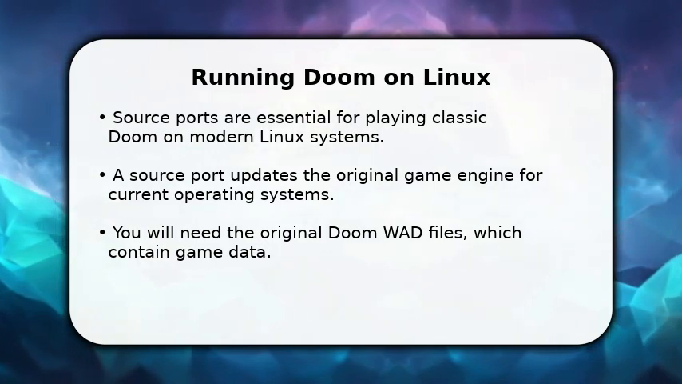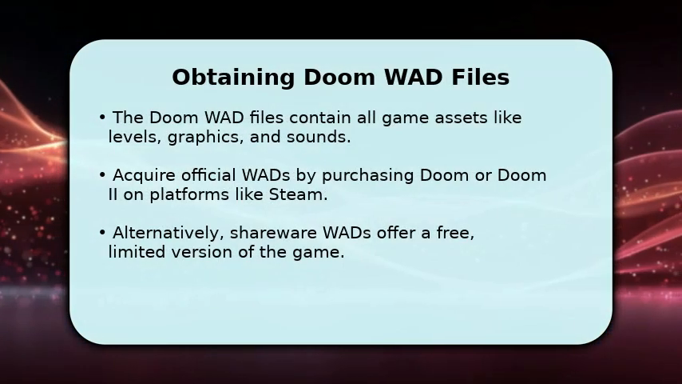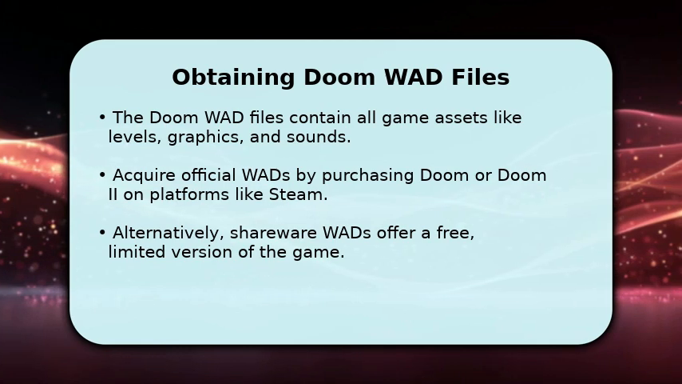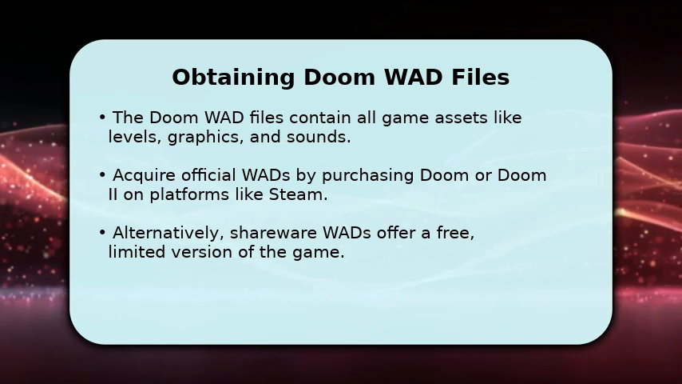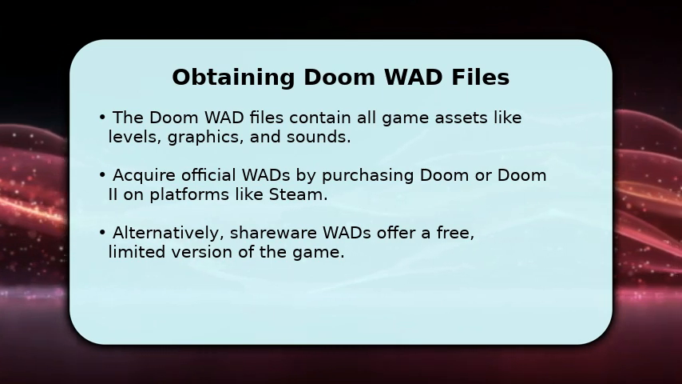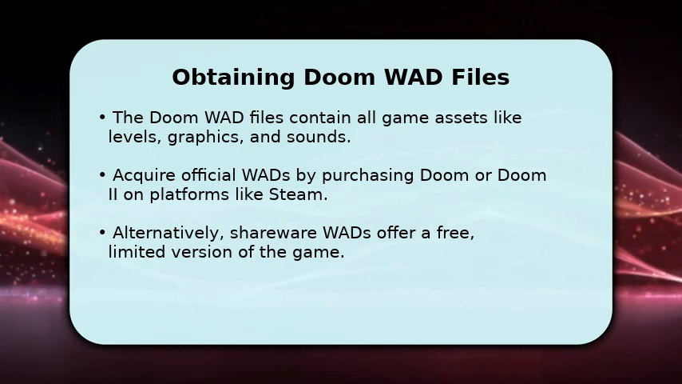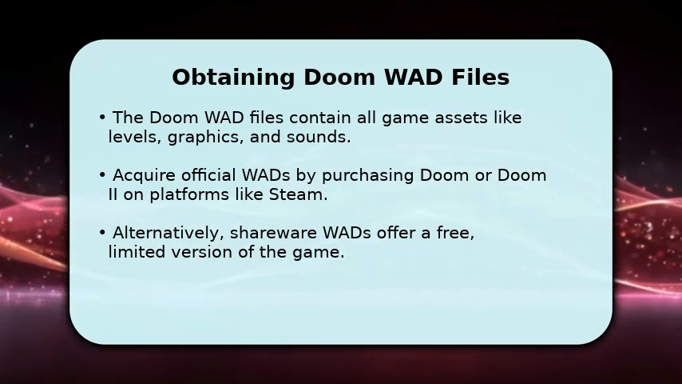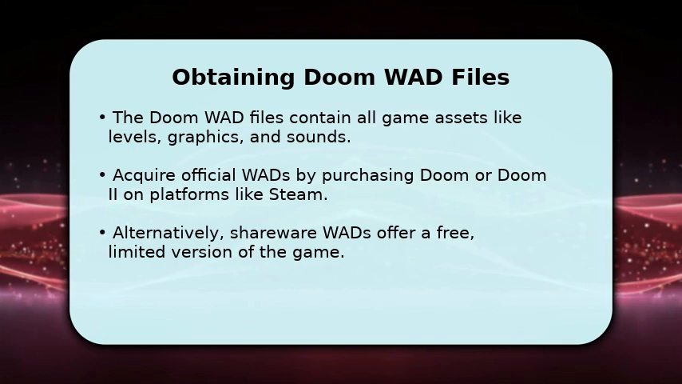The WAD files contain all the game's levels, graphics, and sounds. The WAD files are crucial. They hold everything from the maps and textures to the sound effects and music. You can obtain these official WADs by purchasing the original Doom or Doom II from digital storefronts such as Steam. Once purchased, locate the WAD files within the game's installation directory. If you prefer a free option, the Shareware WAD provides a limited but playable version of the first episode. Always place your WAD files in a specific game folder.